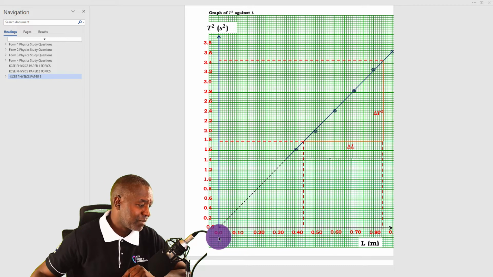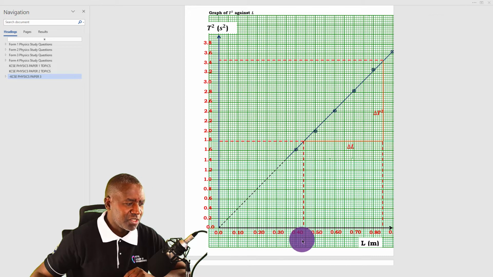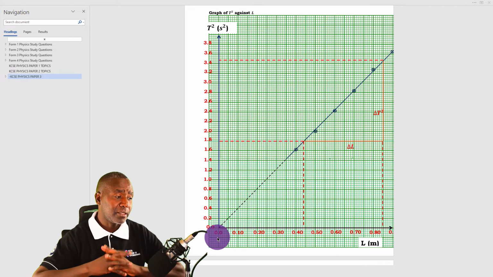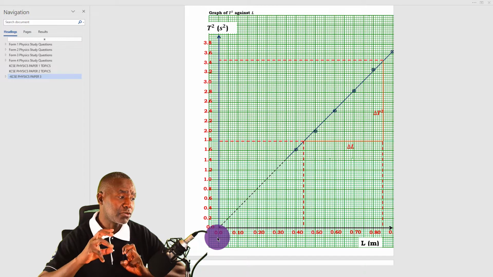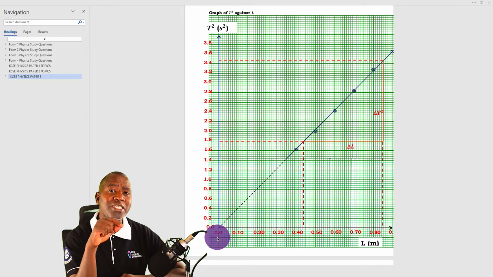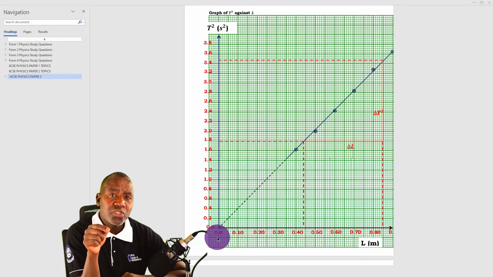So I start from here: 0.1, 0.2, 0.3, 0.4, 0.5, 0.6, 0.7, 0.8, 0.9, exactly 0.9. So I could see that it's going to fit. If I were to choose any other scale, then I might find that some values don't fit within the space which is given. So what is the first step in choosing the scale?